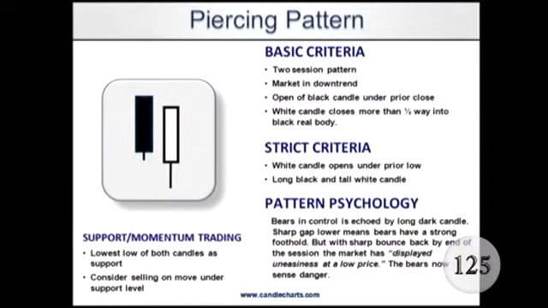The piercing pattern is used as support. The lowest low of the piercing pattern becomes a potential support area. And as far as support is concerned, and momentum, remember, kind of the same scenario. The low of the piercing pattern is support. If you're buying the piercing pattern, you use a stop under the low of the piercing pattern as a close. And for those who are momentum traders, if the market closes under the low of the piercing pattern, you could think about selling on that.